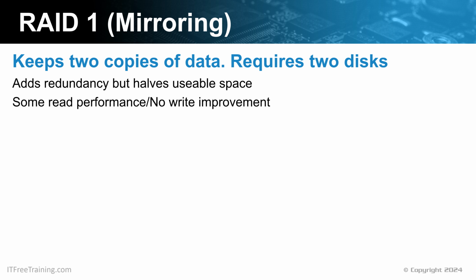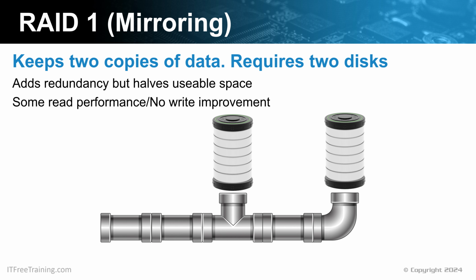RAID 1 has some performance improvements for reading, but not for writing. I say some read performance because essentially reading can be done from either of the storage devices, so this may improve random access, but not write access. Let's look at an example to see why. In this example, there are 2 storage devices, which is what we would expect in a RAID 1 mirror.